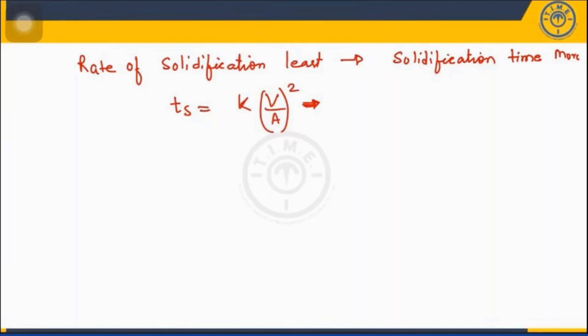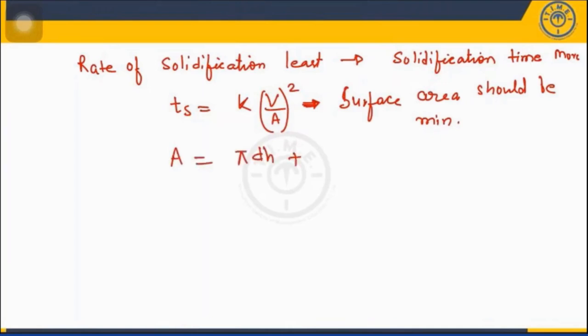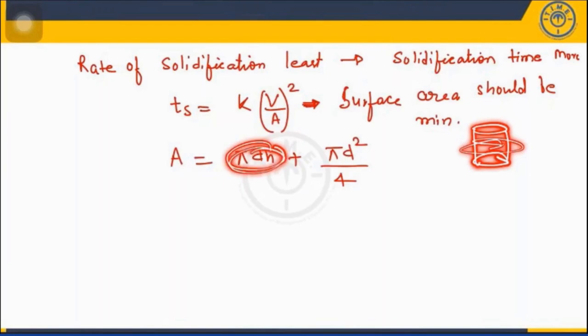Solidification time more means you need more solidification time. The area should be minimum. Surface area should be minimum. So what is the surface area? Pi dh plus pi d square by 4, because you know that if it is a cylindrical surface, the surface area is pi dh.